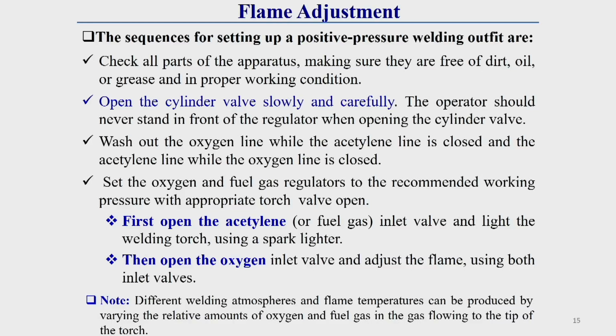Then set the oxygen and fuel gas regulators to the recommended working pressure with the appropriate torch valve open. Here one thing you should keep in mind: before starting the torch or the flame itself, we should generate the working pressure. That means setting the outlet pressure of the gas from the cylinder.